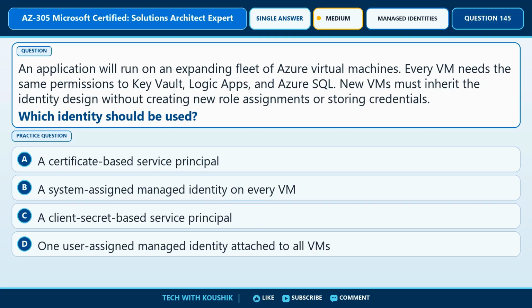Let us first review the situation. An application will run on an expanding fleet of Azure virtual machines. Every VM needs the same permissions to Key Vault, Logic Apps, and Azure SQL. New virtual machines must inherit the identity design without creating new role assignments or storing credentials. Which identity should be used? Choose from the following options. Choice A, a certificate-based service principal. Choice B, a system-assigned managed identity on every VM. Choice C, a client secret-based service principal. Choice D, one user-assigned managed identity attached to all virtual machines.